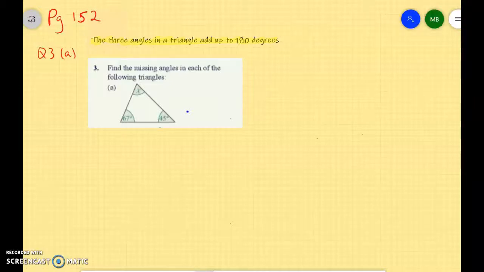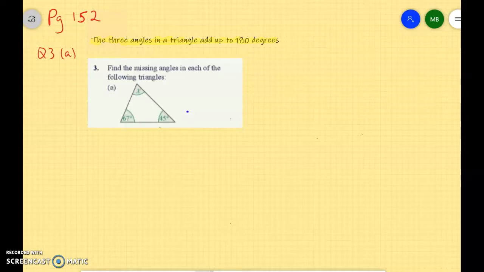Hi guys, today we're going to look at page 152 of your textbook. So what we're going to look at is that the three angles in a triangle add up to 180 degrees. So using this piece of information, we're asked in question 3 to find the missing angle in the triangle.